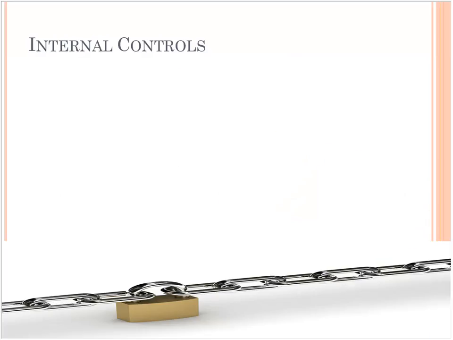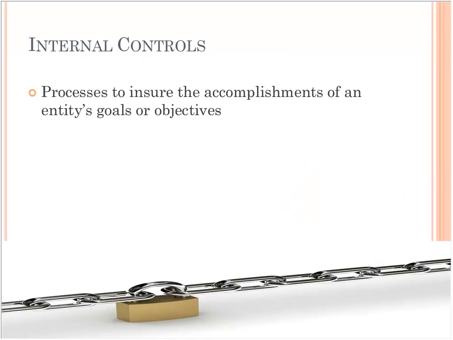I told you that we would be talking a little bit more about internal controls, and I'm sure you've been biting at the bit to try to get to that part. So now, with no further ado, let's talk about internal controls and what that means. So first of all, just a definition so that we know what we're talking about when we talk about internal controls. Internal controls are the processes that are in place to ensure the accomplishment of an entity's goals or objectives.